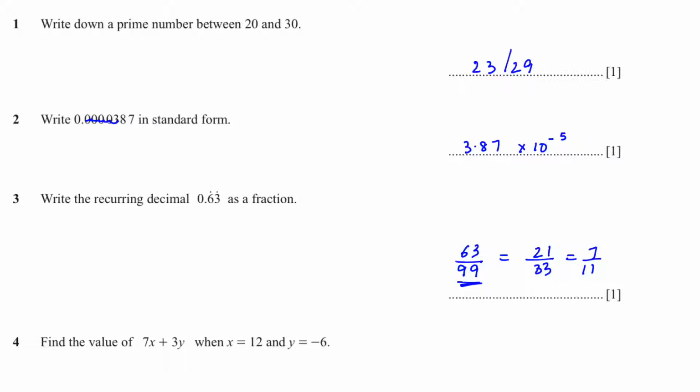If you had only one number after the decimal which is recurring, the answer would be 7 over 9. So this is important, that if you have one recurring number, it will be over 9. If you have two numbers recurring after the decimal, you will have over 99.